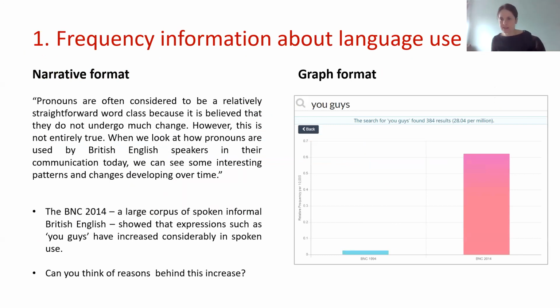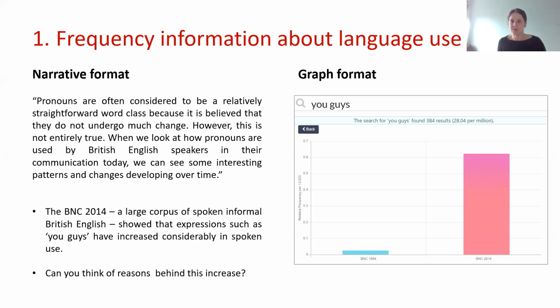So here I'm going to give an example of a few types of exercises and ways in which we can bring BNClab data to our students in a one-off exercise, how we can integrate the information from BNClab into a class. First of all, we can bring in information about frequency related to language use. We can do this in narrative format, tell our students about the data, or we can show them a graph and let them interpret it.